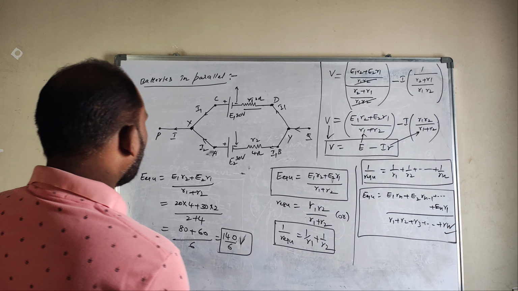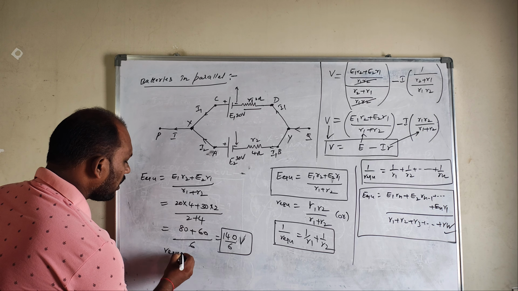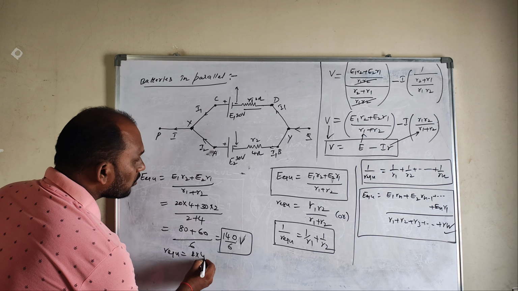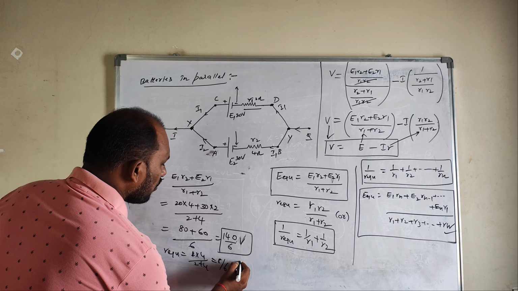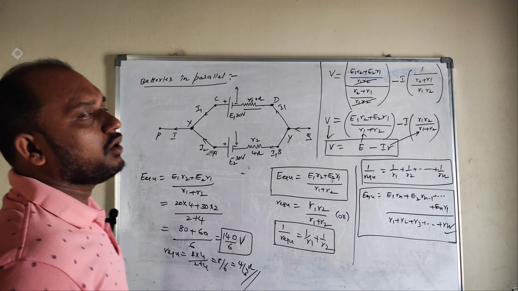Next I want the resistance. So simple. R equivalent is equal to 2 into 4 by 2 plus 4, that is 8 by 6. So you get 4 by 3 ohms. In such a way we have to do the job, guys. So thank you.